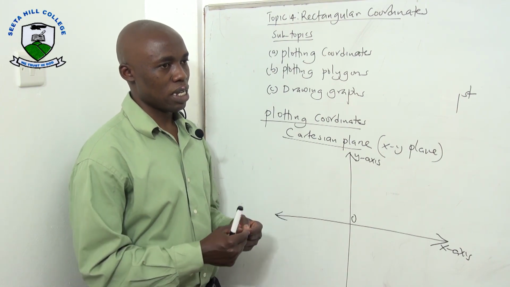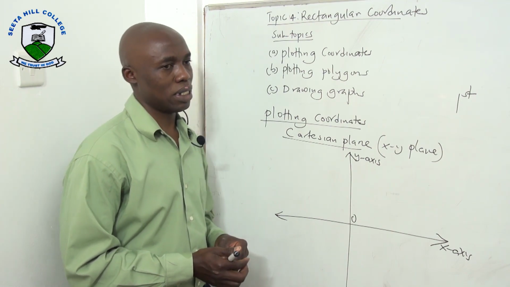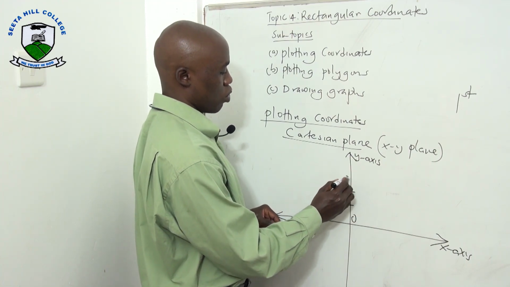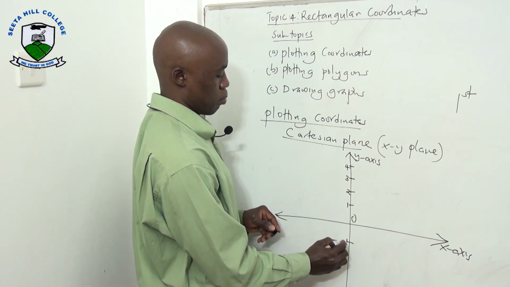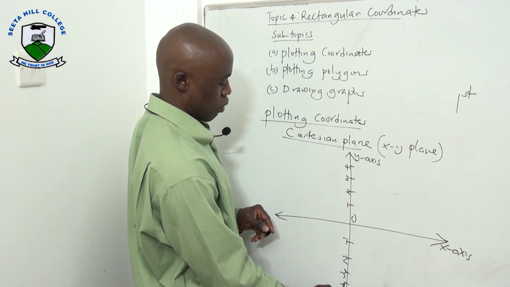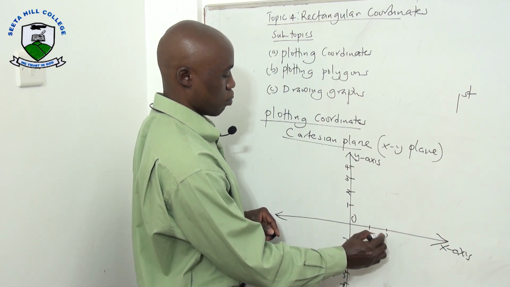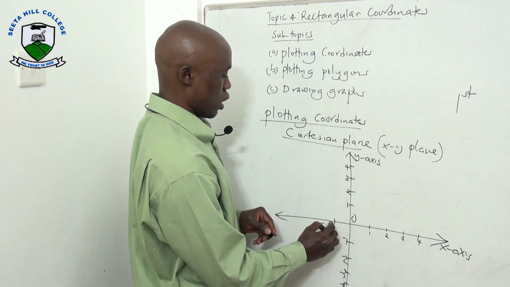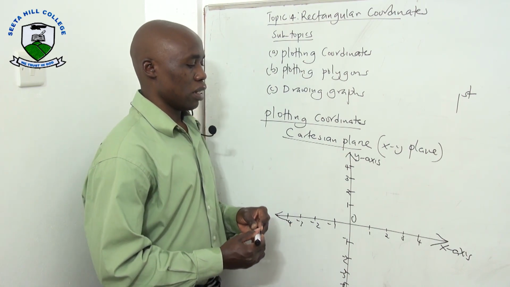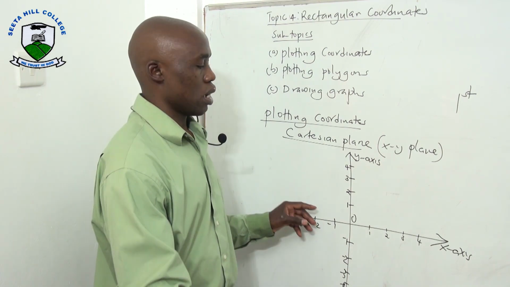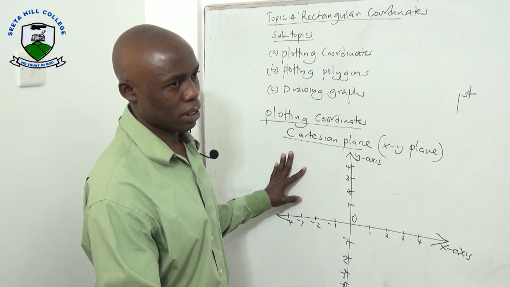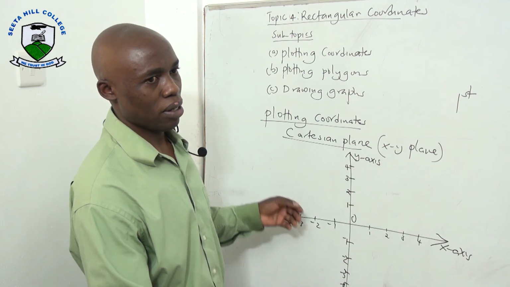I hope you recall integers, where zero separates positive integers and negative integers. Now the positive integers, of course, are placed up, and the negative integers are placed down for the y-axis. On the left you have negatives. This type of plane is what we call the Cartesian plane. A plane is a surface. Now our surface is a sheet of paper.